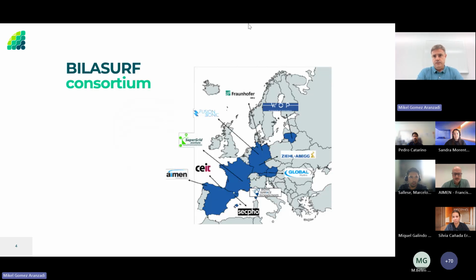So these are the partners. We are the coordinators and technology developers, together with Aimen, Fraunhofer IBU, Fusion Bionic, and Supergrid, and Workshop of Photonics from Lithuania. CLAB and Global Hydro are the users. Bionic Surface Technologies is also doing the development of the riblets. And finally, SECFO is doing the simulation and communication.